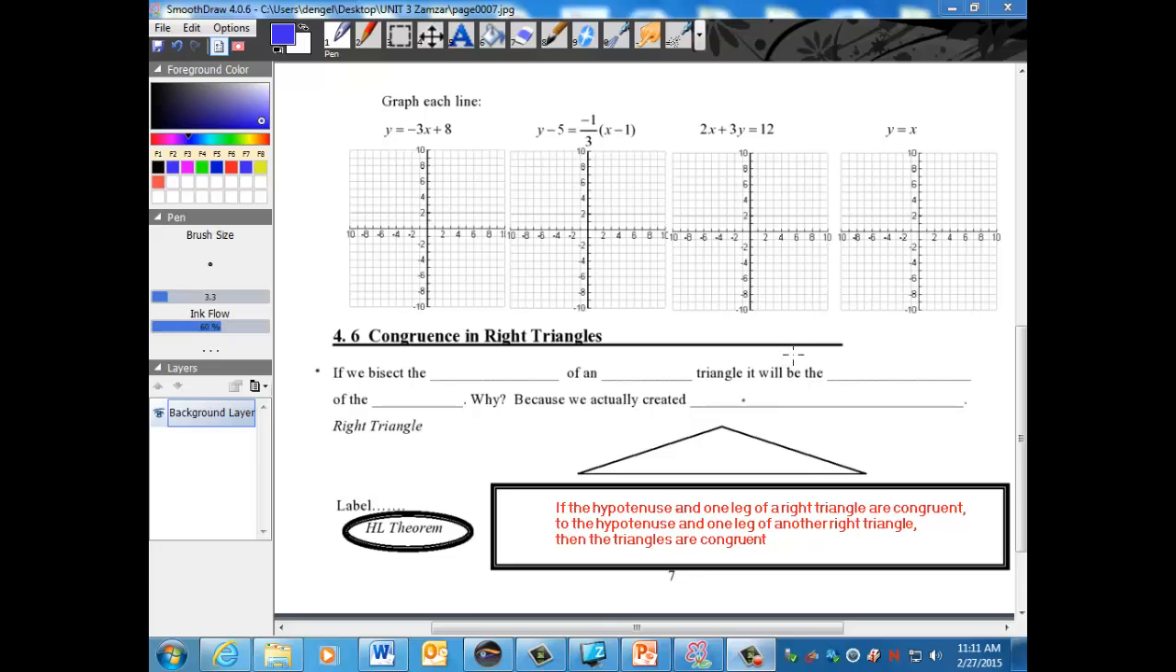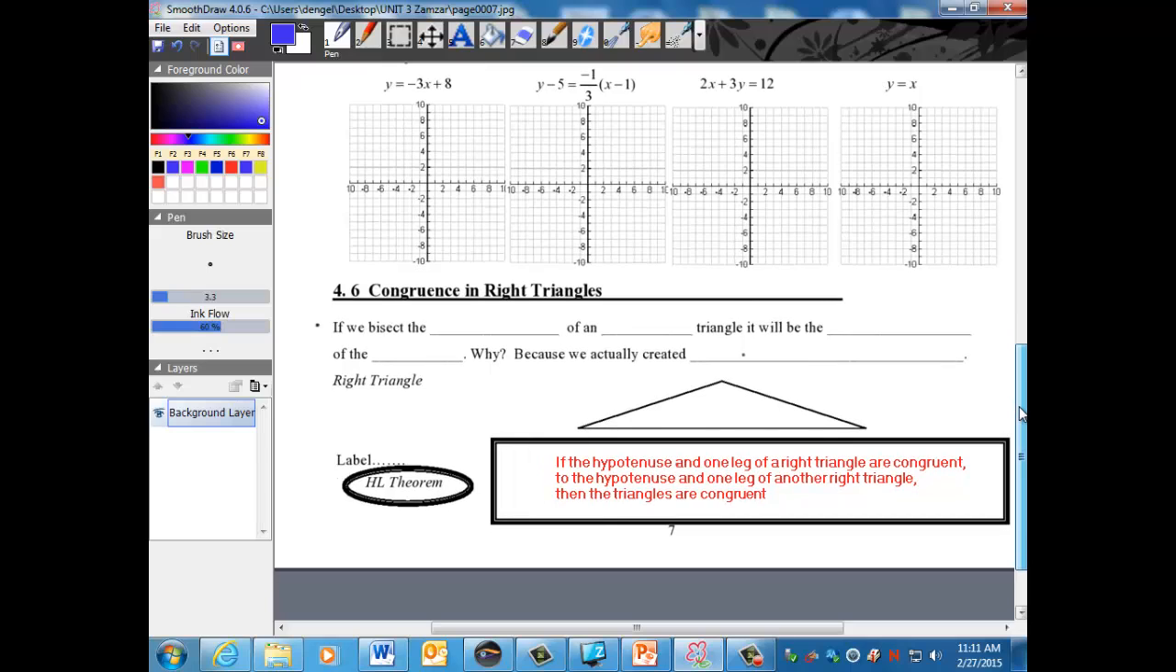Welcome back to geometry. We are at 4.6, congruence in right triangles. The key word here is we're dealing with right triangles, and in all sections previous to this one, from 4.2 to 4.5, we have been learning about side, side, side; side, angle, side; angle, angle, side; and angle, side, angle. And so we learned that these four rules work when trying to prove that two triangles are congruent.